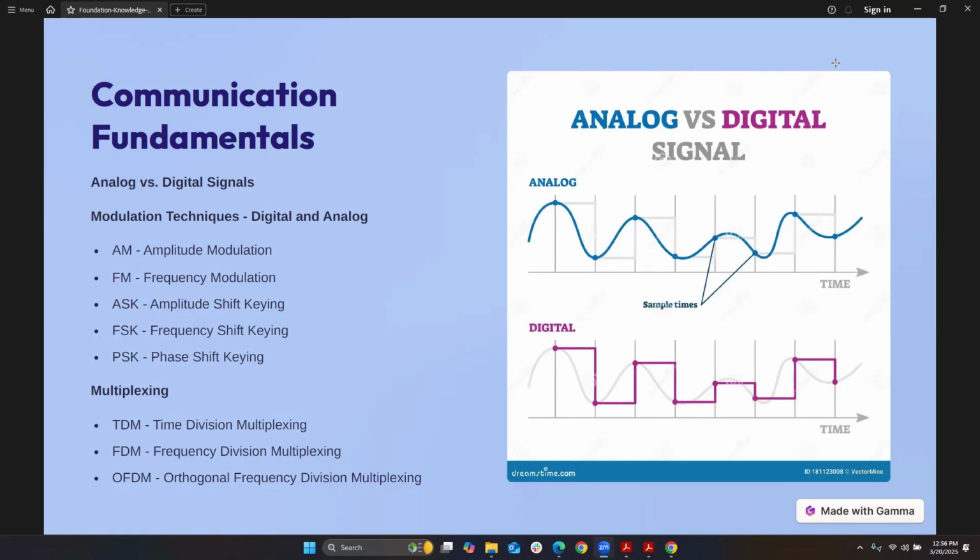If we talk about modulation techniques, modulation techniques help us to send signals over very long distances. There are two categories of modulation.